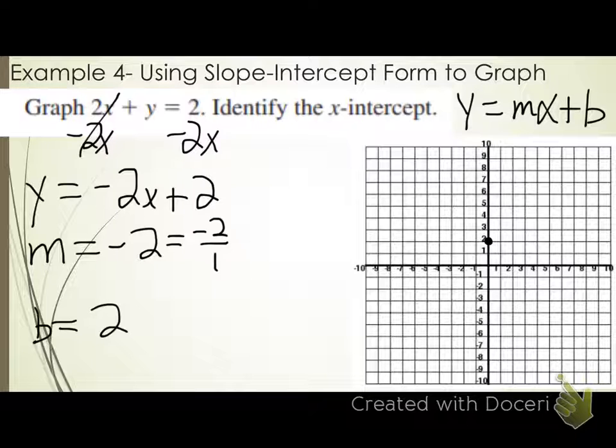So if my rise is positive, which way do you think I'm going? Up. If my rise is negative, which way do you think I'm going? Down. Very good. Run is my horizontal movement. If my run is positive, which way do you think it's telling me to go? To the right.